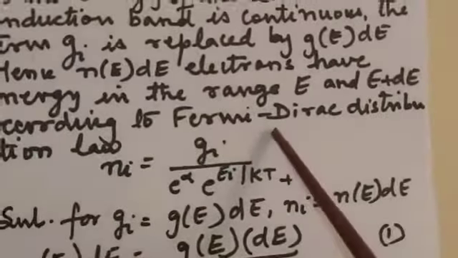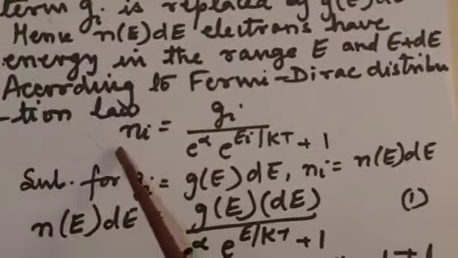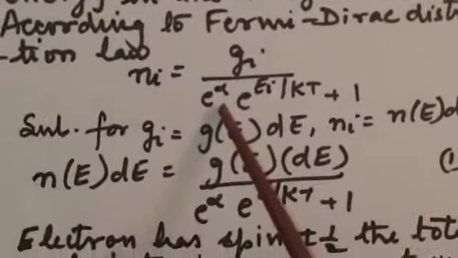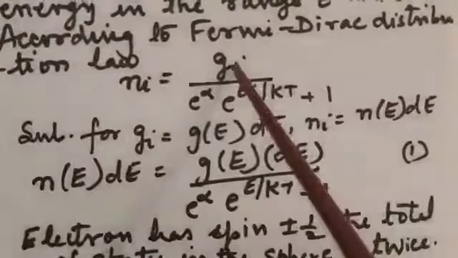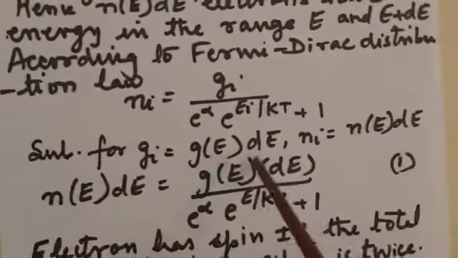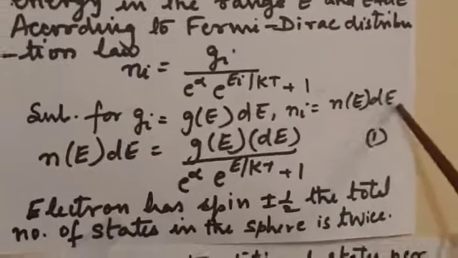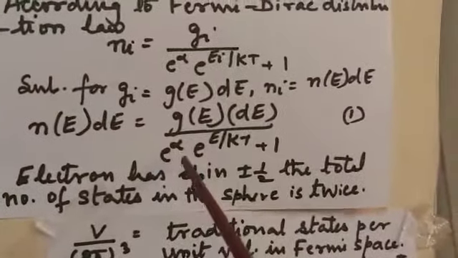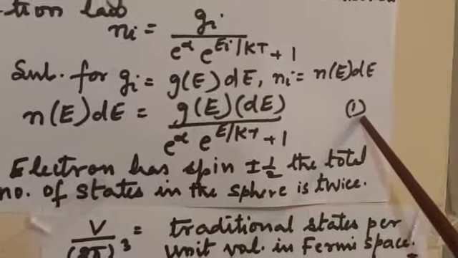Now we have already done the Fermi-Dirac distribution function. According to the Fermi-Dirac distribution law, Ni, the number of particles, is Gi divided by e to the power of alpha, e to the power of Ei by kT, plus 1. Now in place of Gi we substitute G(E)dE, and in place of Ni we write n(E)dE. So this equation becomes n(E)dE equals G(E)dE divided by e to the power of alpha, e to the power of E by kT, plus 1, and let this be my equation number 1.